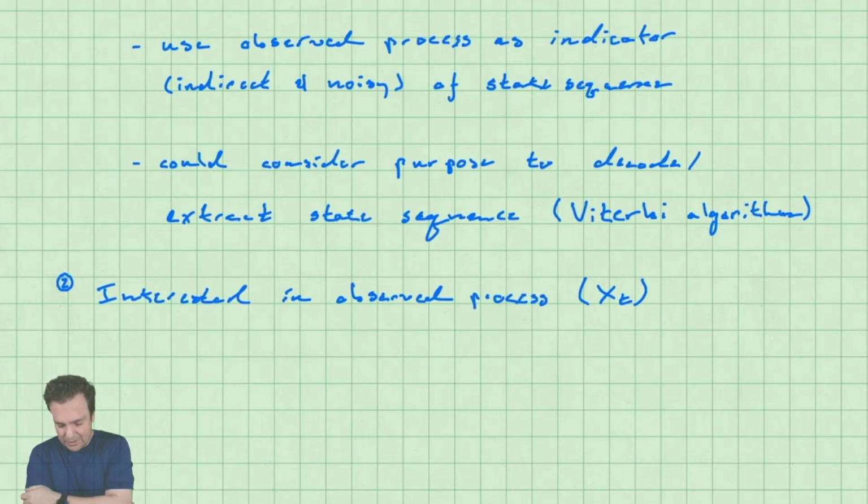Alternatively, maybe what you really want is to forecast. You want to think of making some forecast for the observed process itself. For example, if you were looking at some kind of financial measure for the observed process, like what did we talk about? The variance of the return or something like that. In this instance, you might think of the states as just nuisance parameters.